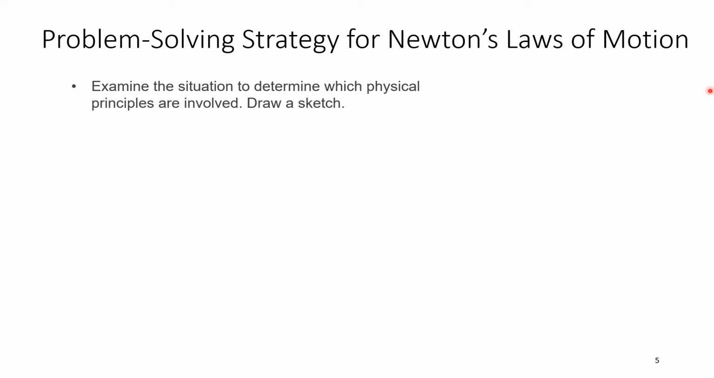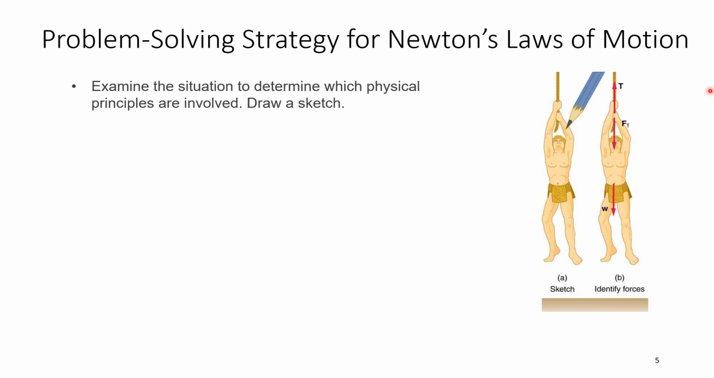For example, in this sketch, we can use arrows to represent all possible forces. The tension of the rope, T, the weight of the person, W, and the forces the person applies to the rope, Ft. We label the forces carefully and make their length and direction correspond to the forces they represent.